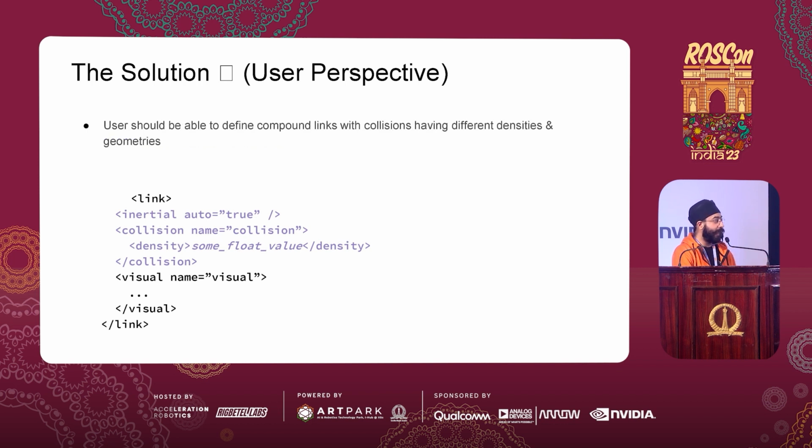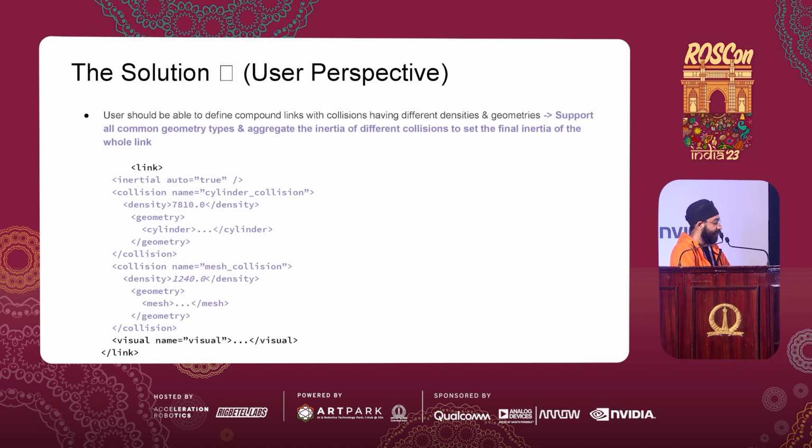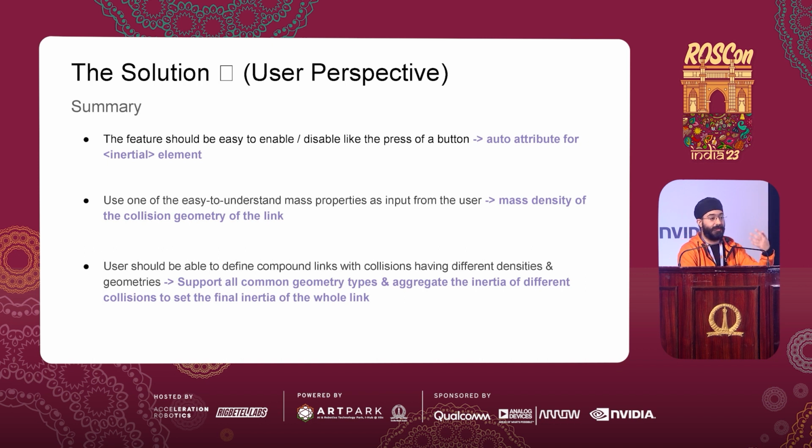And after that, we didn't want to restrict the user to describing only one collision per link or using only one kind of geometry. So we have allowed the user to describe a link with multiple collisions having different density values and different geometry types. Here you can see this link is made from 2 collisions having different densities and different geometry types. All this support is provided, and behind the curtains, the inertial values for each of the collisions are aggregated, and then finally the inertial for the whole link is set. So yeah, this is the summary of the whole user perspective solution.